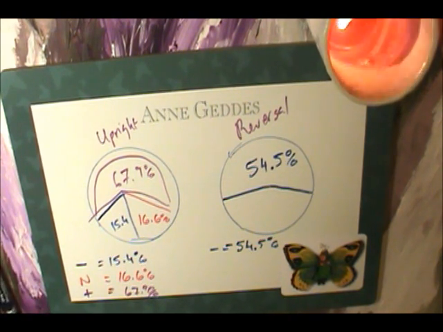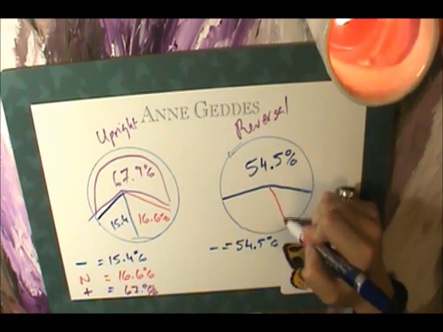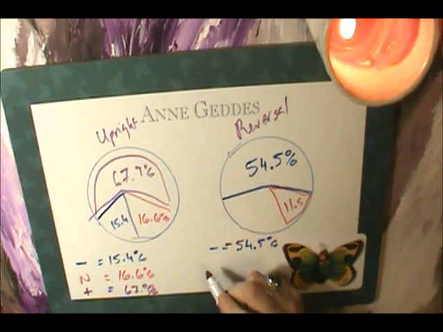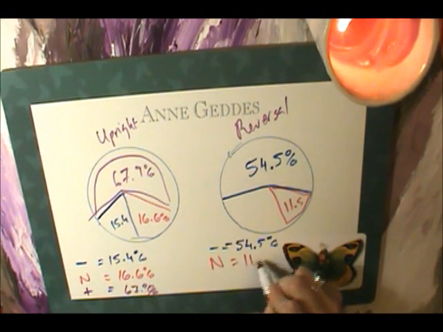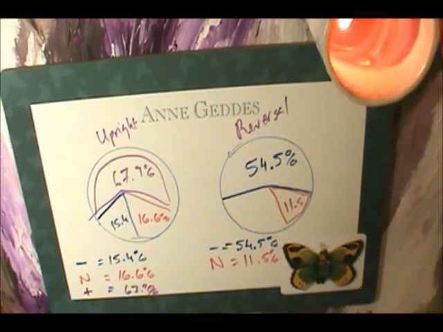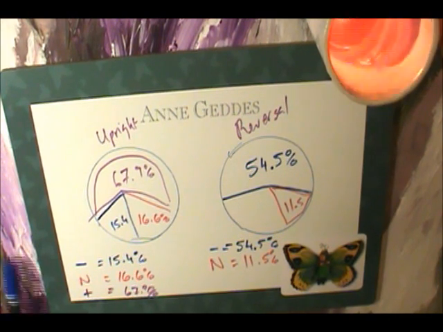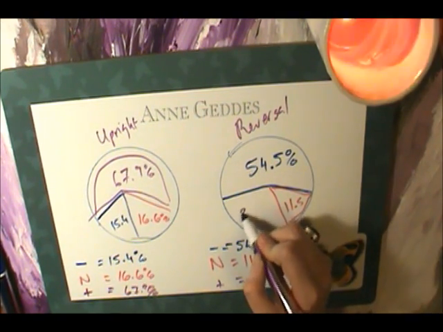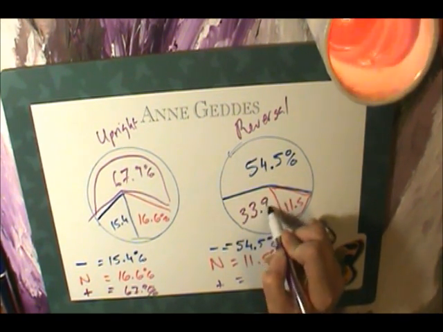And the neutral is about 11.5%. So that's both positive and negative, 11.5% of the time. That means that positive meanings only account for about 33.9%.